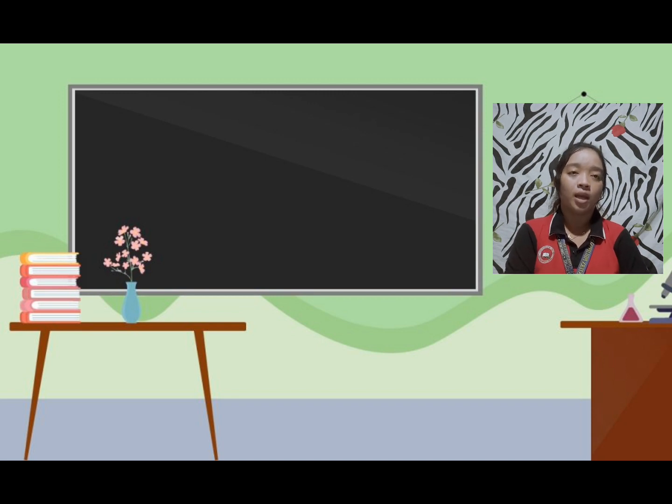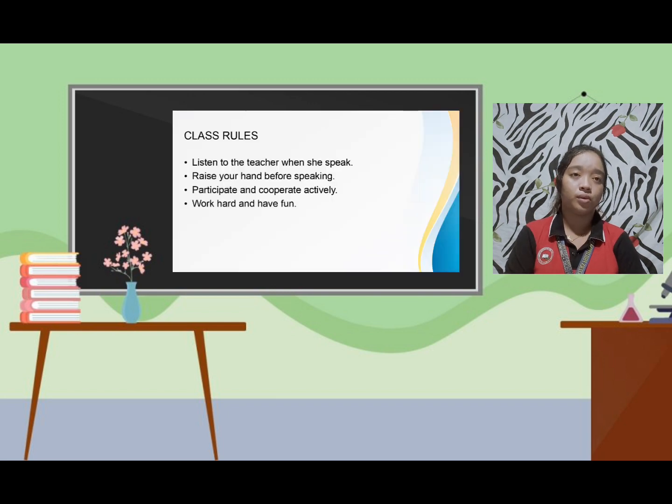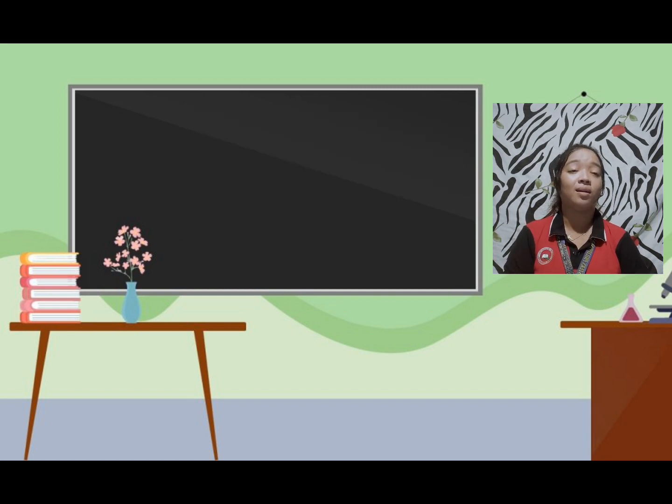Very good. So, before we proceed to our discussion, class, I have a clarification. We have class rules, okay? Class rule number 1, listen to the teacher when she speaks. Number 2, raise your hand before speaking, okay? Number 3, participate and cooperate actively. Number 4, work hard and have fun. So, now, let's start our lesson.